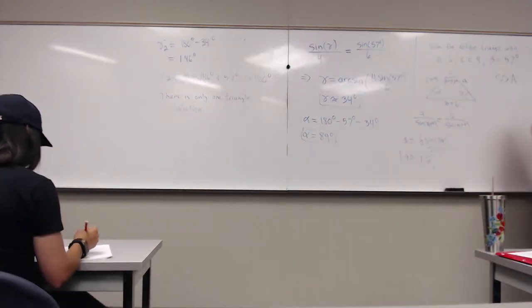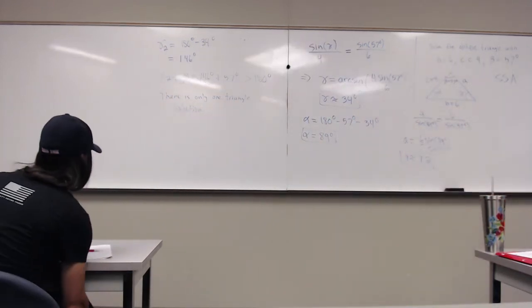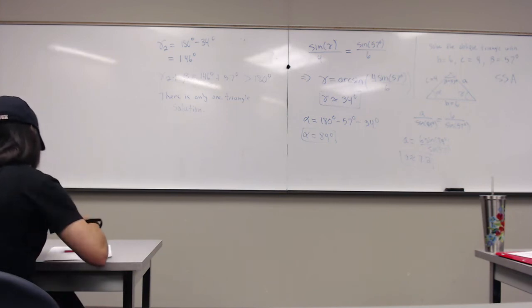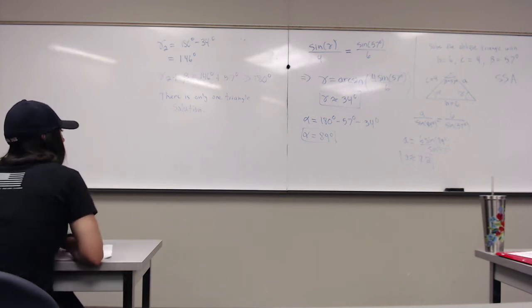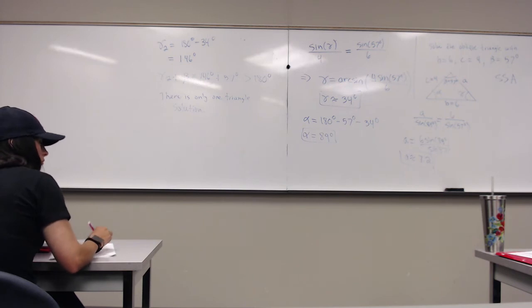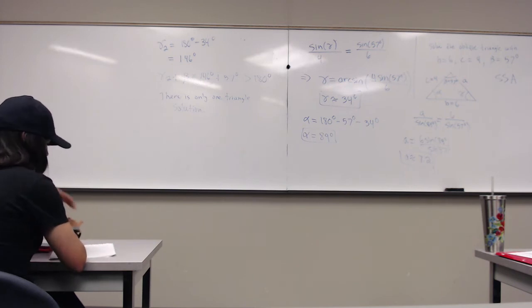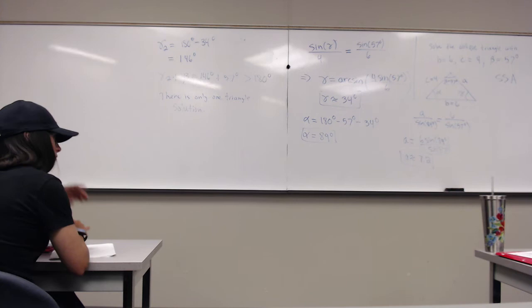So what I want to do is maybe, I guess we could do another side-side-angle, but maybe let's do a side-angle-side or a side-side-side, just to do law of cosines once.